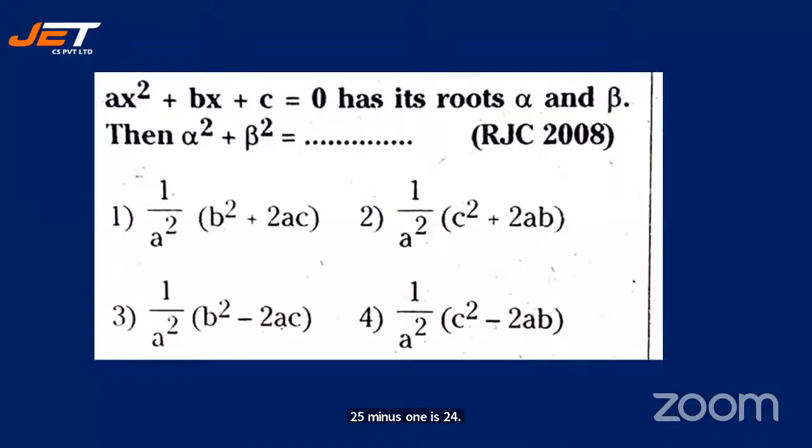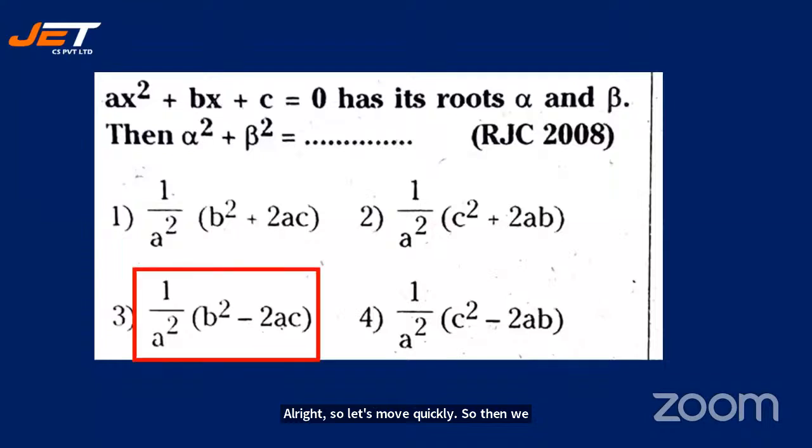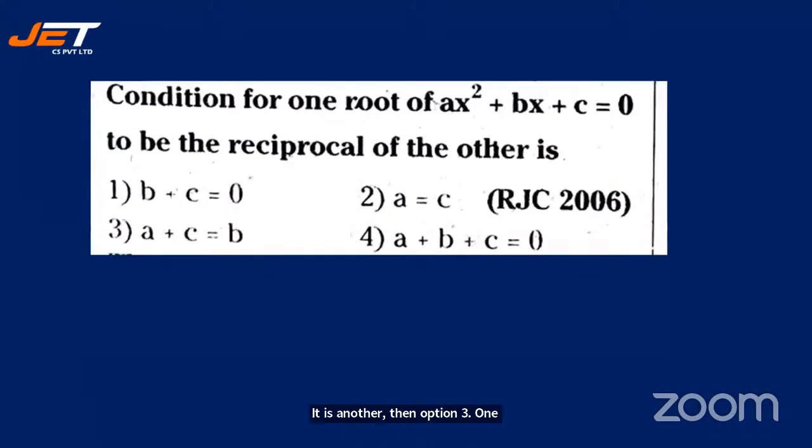ax squared plus bx plus c is 0. It has roots alpha and beta. Then what is alpha square plus beta square? Yes. So actually there's a formula. This question is formula based, asked in the year 2008 RJC. So it is purely formula based, and I'm sure you'll be able to give me the answers. All right. Let's move quickly so that we can do other questions also. It is none other than option 3: 1 by a square into b square minus 2ac. All right, see the next question.